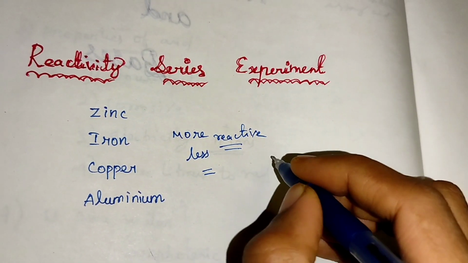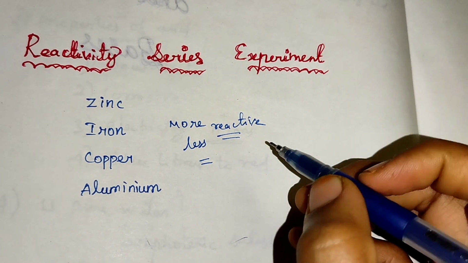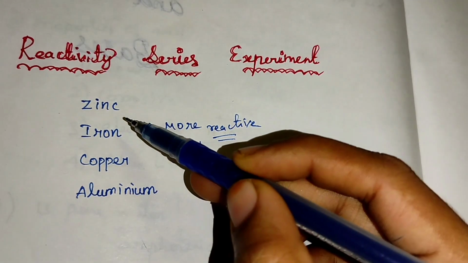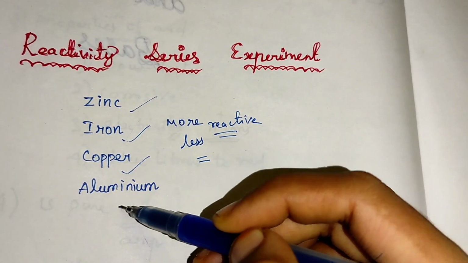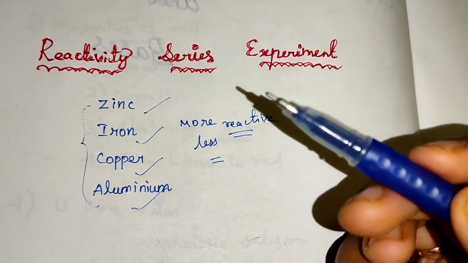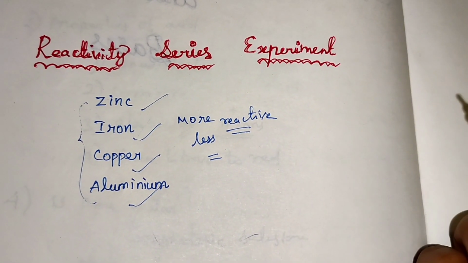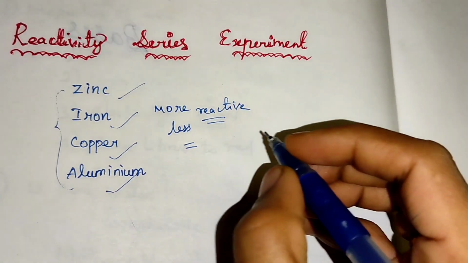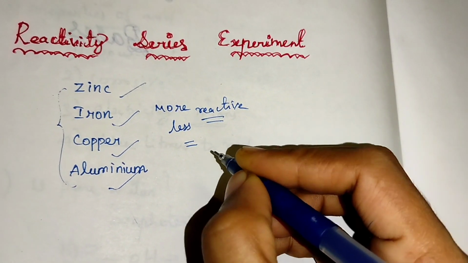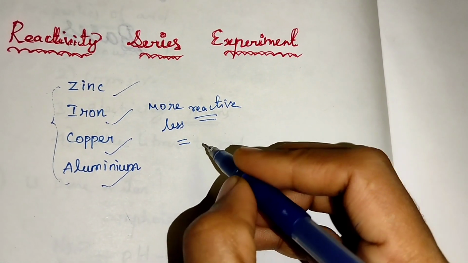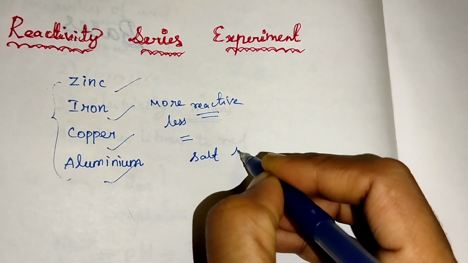With aqueous salt solutions, that is the only thing we are going to see in this topic. Zinc, iron, copper and aluminium: among these four, which metal has high reactivity and which has less reactivity? The reaction is going to be done between these metals and their salt solutions.